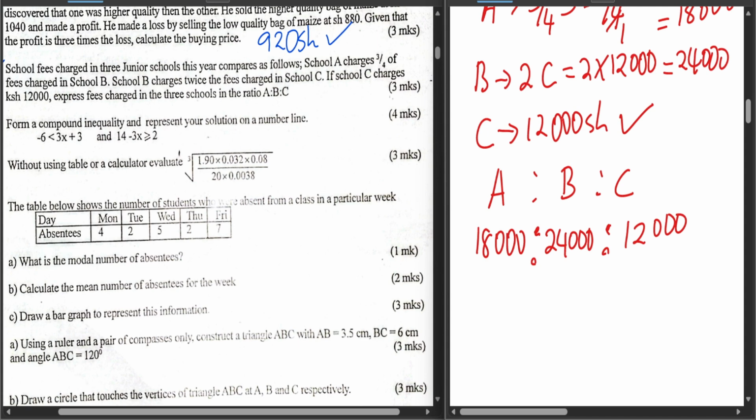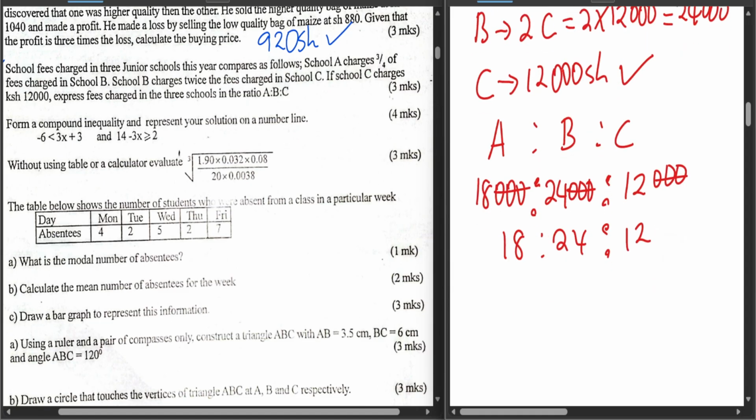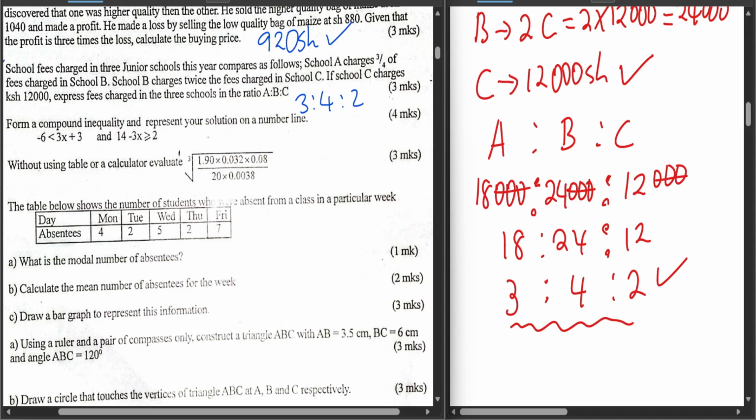Now let's find the ratio. We simplify the zeros and we're going to get 18 to 24 to 12, and then divide by 6, which is 3, 4, and 2, and I think that is your answer. Till there, I think you've understood it. So the ratio of A to B to C is 3 to 4 to 2. Divide by 6: 3, 4, 2.